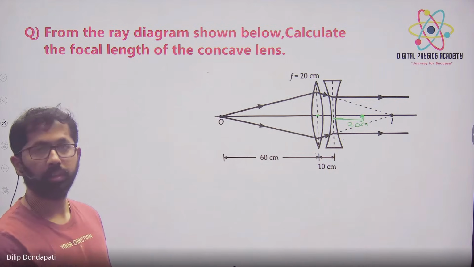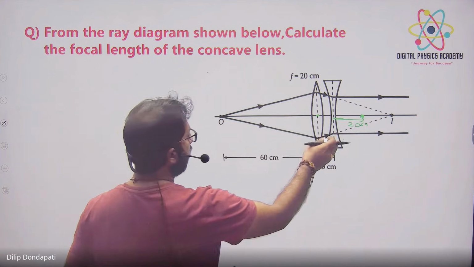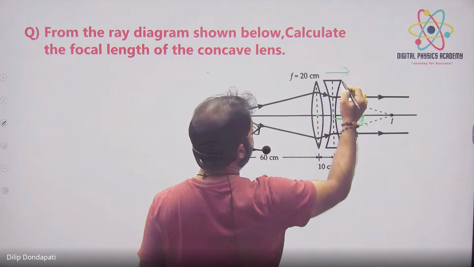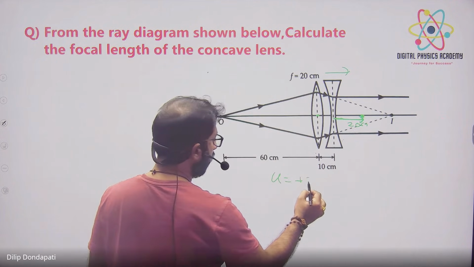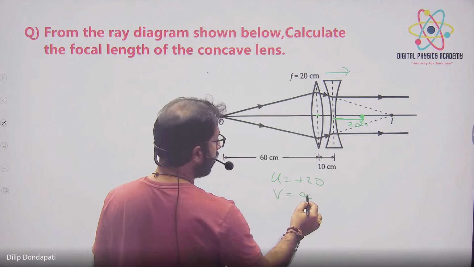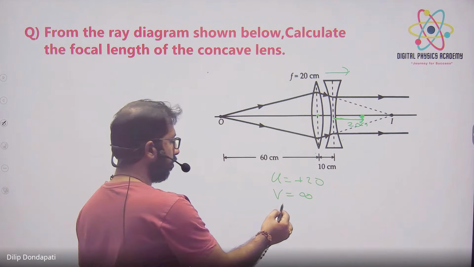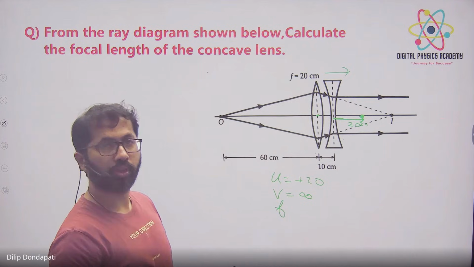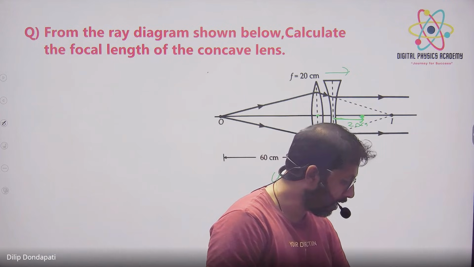For it, now apply the same concept. The rays for this lens are coming like this. This direction you take as positive, and here the object distance is 20. So U is plus 20, and V is infinity, because the rays are going parallelly. So now you can find the focal length using the formula 1 by F equal to 1 by V minus 1 by U. So F is minus 20 is the answer.